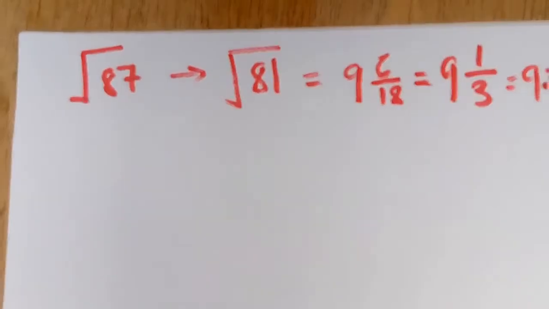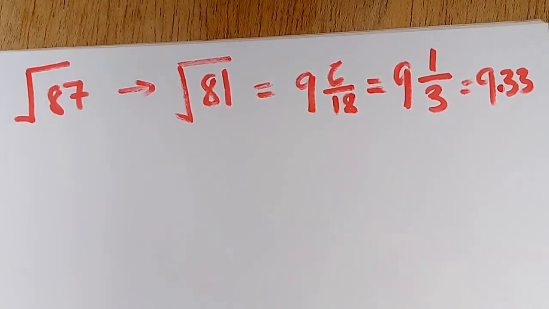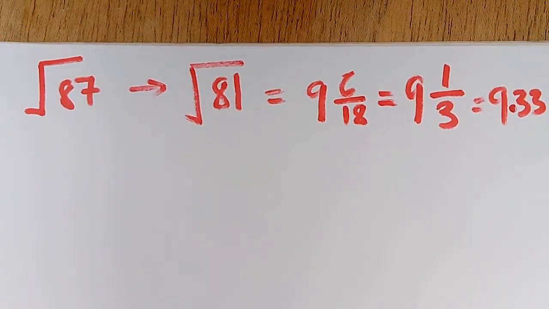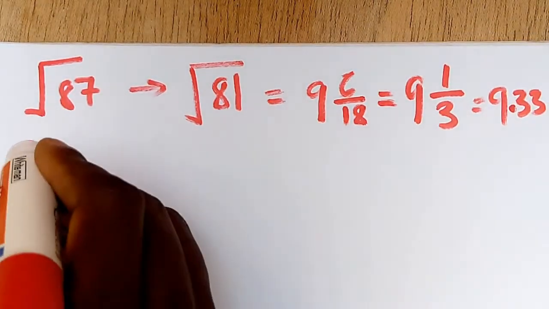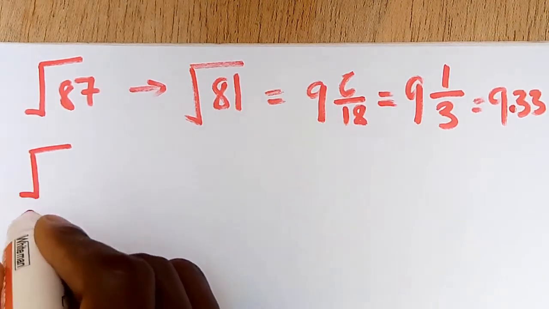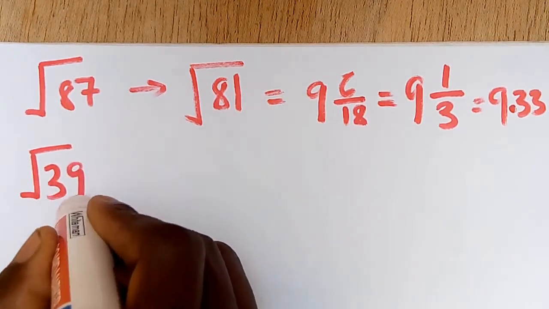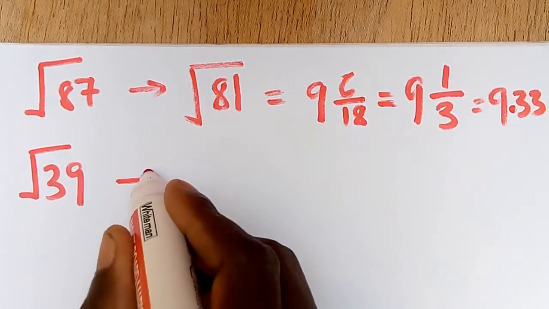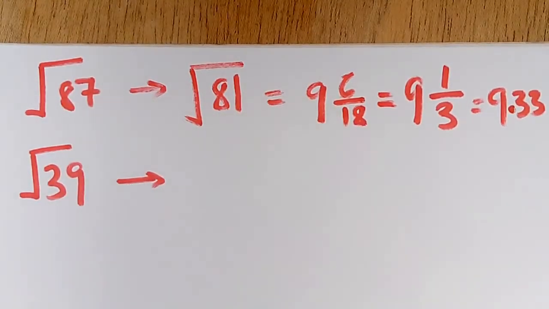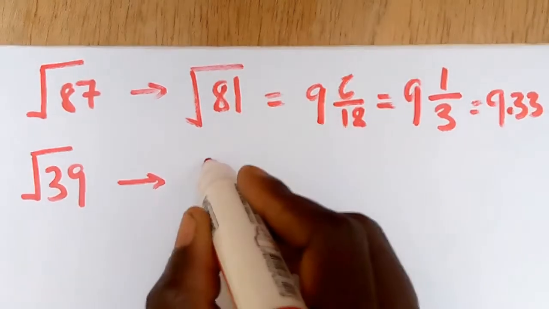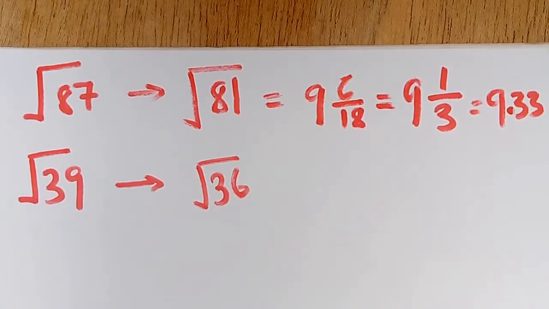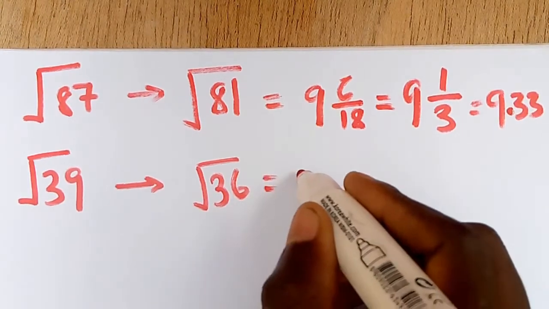I want to do this very fast, using less than 2 seconds to come up with the solution for this square root. So we have the square root of 39. What can you do here? What is the next number below 39 which can give us a perfect square? It is 36, right? So we have the square root of 36 here, and you know the square root of 36 is equal to 6.